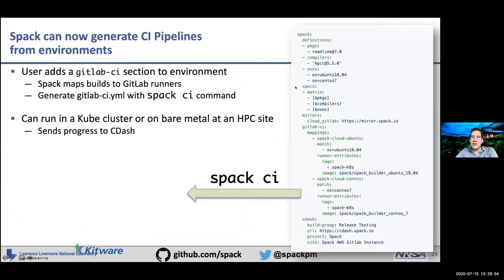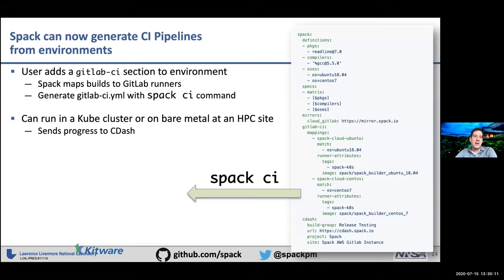So on top of that, the other thing that we've added to environments that came out in 0.14 is we've been working with Kitware. They have done a lot of implementation of CI automation. If you think of these YAML files that we have in Spack, where you have some definitions and a matrix of packages, or maybe you just have a package list, you might want to build that in CI. What you can do is specify a GitLab CI section in your YAML file, and you can specify these things called mappings here. All this is really saying is, these definitions in this matrix will result in a list of things to build.